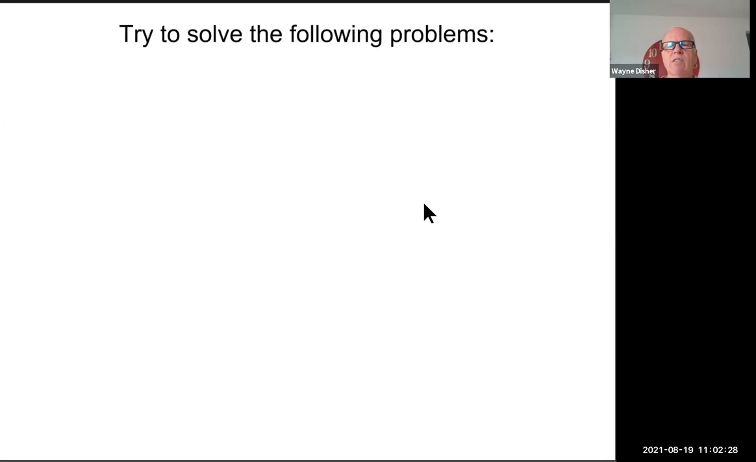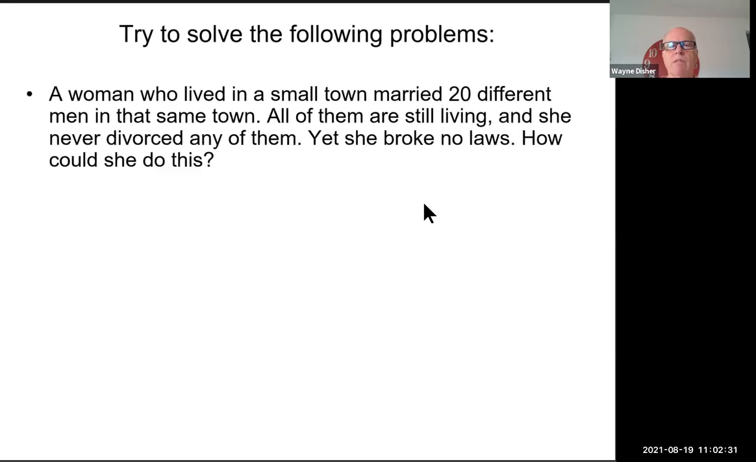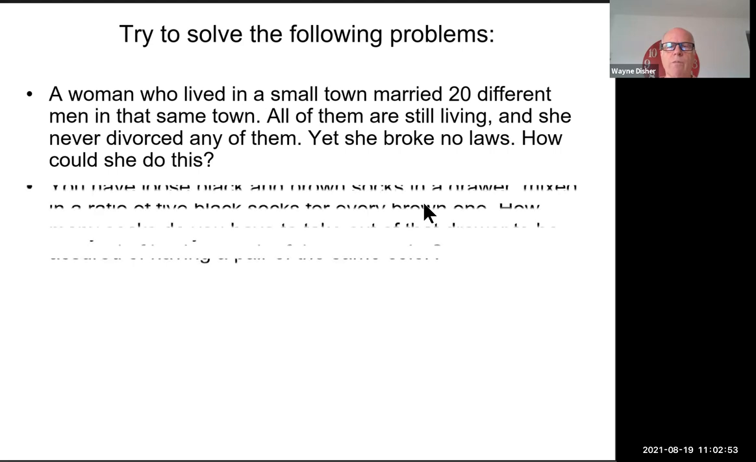I want you to try to solve the following problems. A woman who lived in a town married 20 different men in that same town. All of them are still living, and she never divorced any of these men, yet she broke no laws. How could she do this? Now, if you want to pause the recording playback and think about this, do so. Before I give you the answers, I want to propose another question for you.